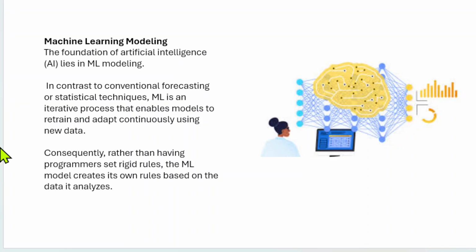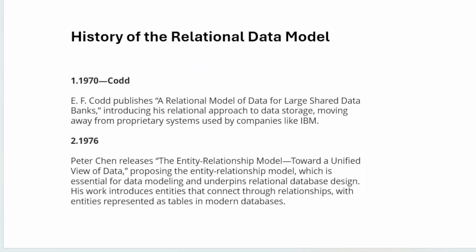All right, now just to end this off, we're going to go into the history of the relational data model. This is just an idea of what's out there, and the first one we look at is 1970, which is really the start. E.F. Codd publishes the relational data model for large shared data banks, introducing his relational approach to data storage, moving away from proprietary systems used by companies like IBM. Before this paper came out, every company had their own way of storing data. So if you went from working at Texas Instruments to IBM, you had to learn a whole new way of storing data, which I'm sure was a nightmare.